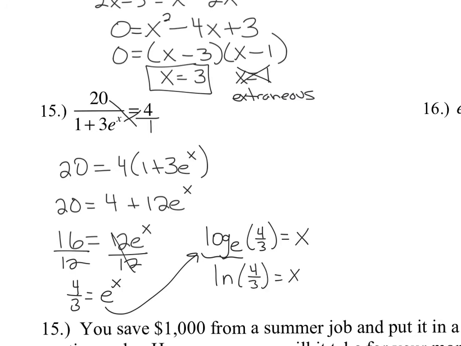So in your calculator, you're going to find the natural log, and if you're using Desmos, that is also in the functions. So if you go to functions and then miscellaneous, the natural log is in there. You're going to type in the natural log of 4/3, which is approximately 0.288. Or if you rounded to 2 decimal places, to the nearest hundredth, it would be 0.29.